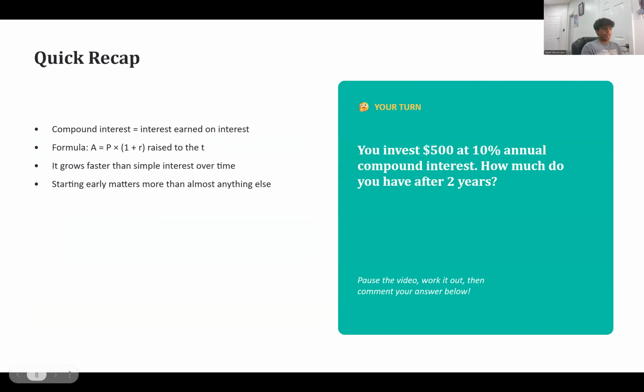All right, next we get the quick recap. Let's recap what we covered. First, compound interest means you earn interest on your interest. Second, the formula is A equals P times (1 plus R) to the power of T. Third, it grows faster than simple interest over time. And fourth, starting early matters more than anything else.